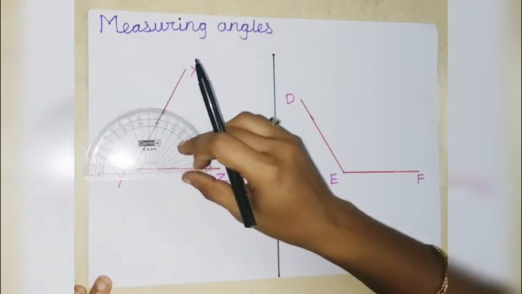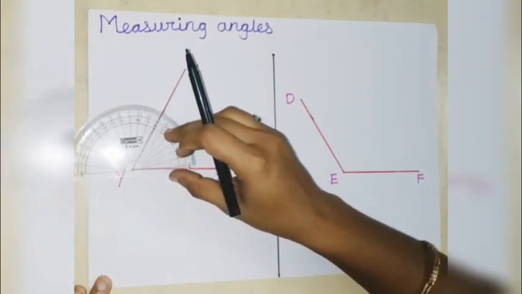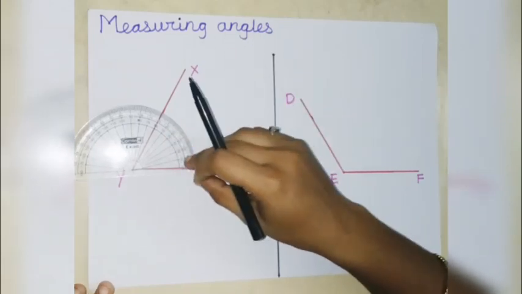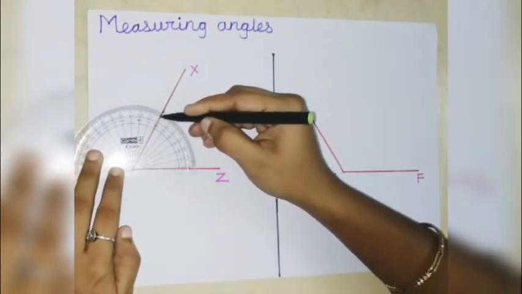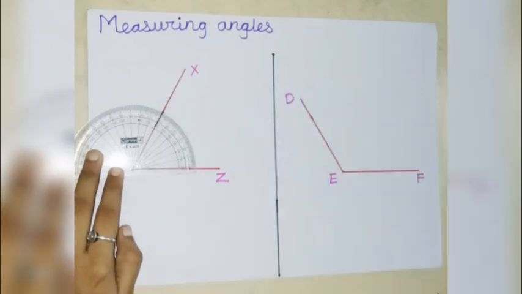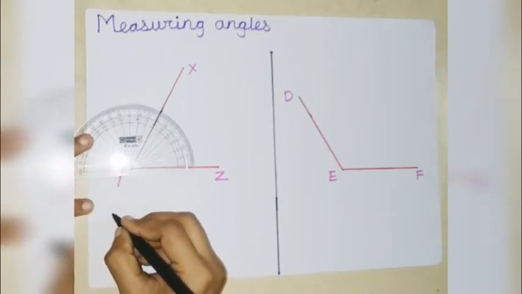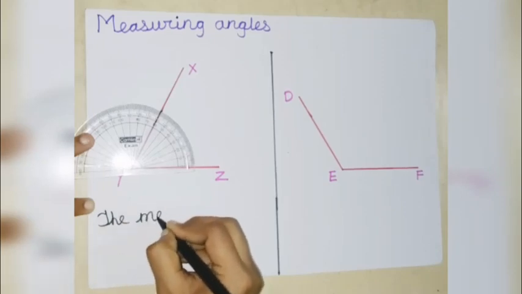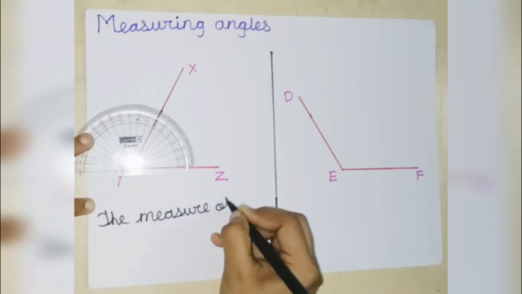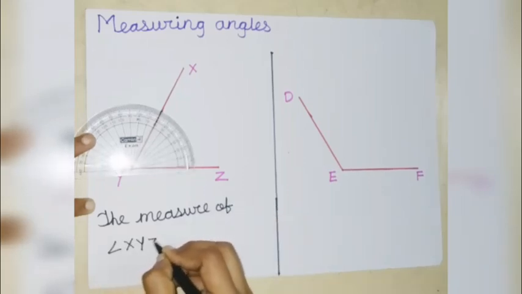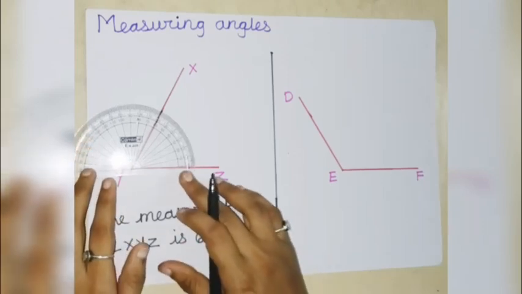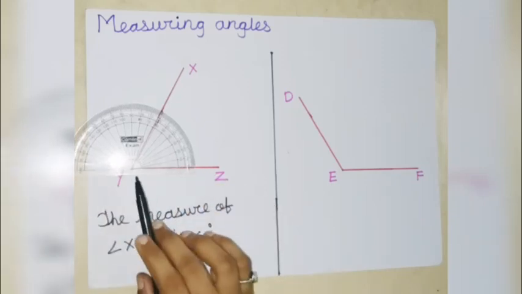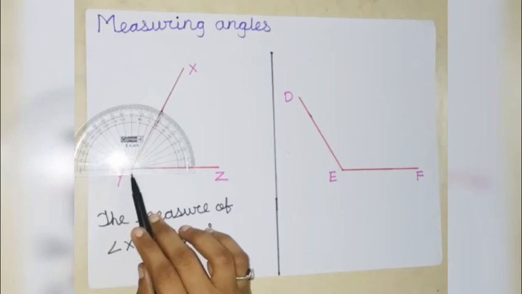Now, on the vertex, I am going to keep the center of the protractor. Children, can you all see that this line is exactly falling on 60? So children, we can say that the measure of angle XYZ is 60 degrees. Children, for this we will use the center of the protractor.